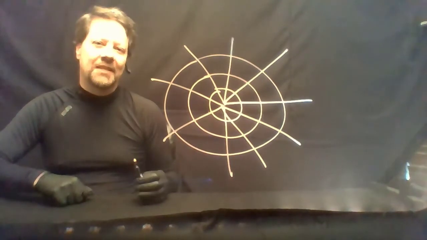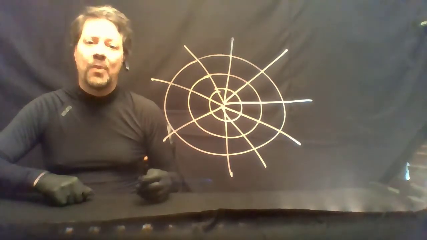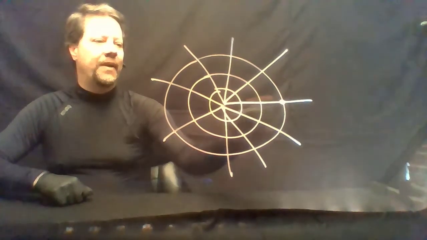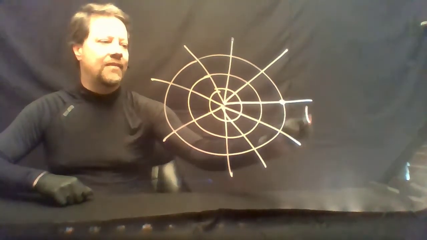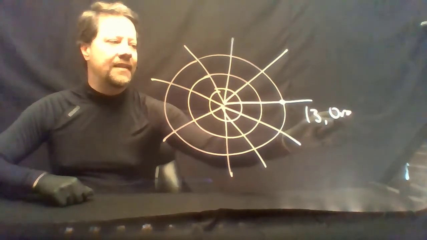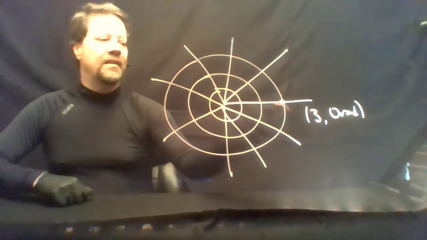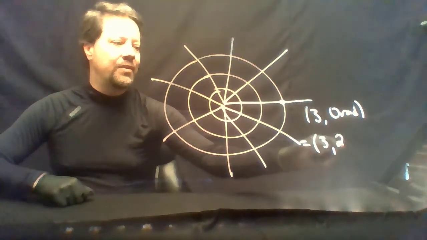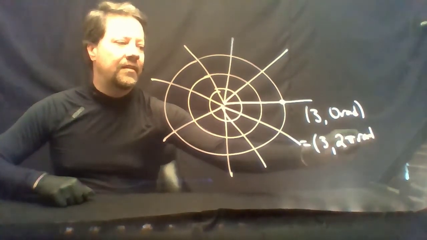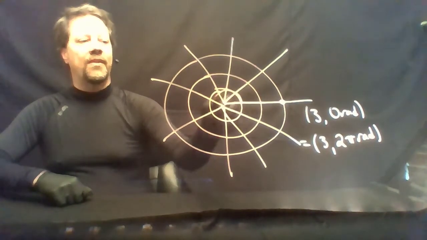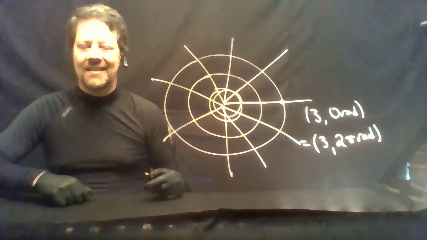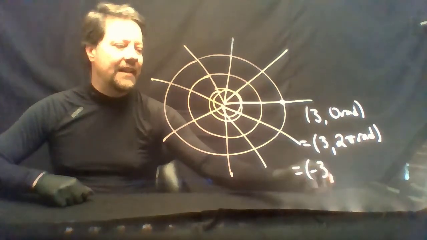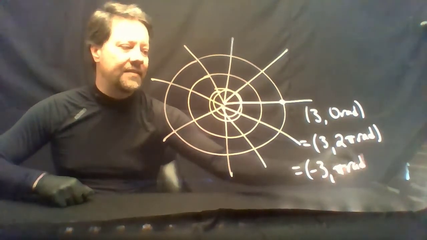An interesting aspect about polar coordinates is that the points in the plane are not uniquely described. You can have a point 3 units out and 0 radians. That will give you the same point as 3 units out and 2 pi radians, all the way around, describing the exact same point. You can even have -3 and pi radians.